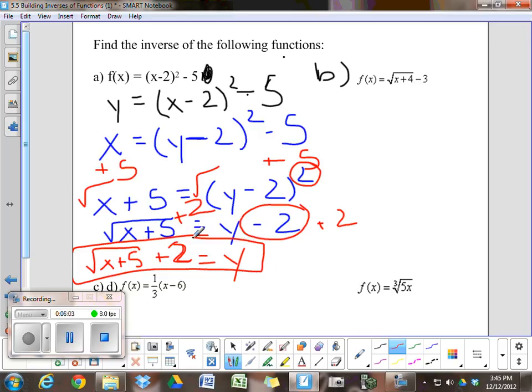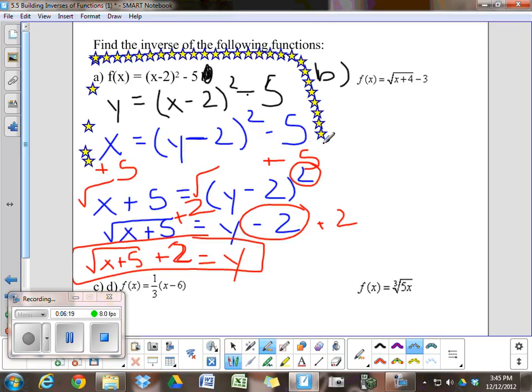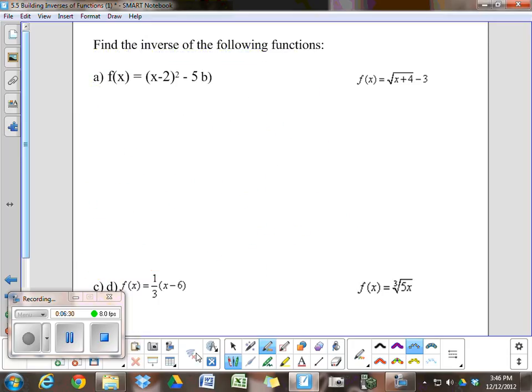And I'm going to put a star next to this one because there's a bit more discussion that we need to worry about here. It has to do with the original function being a parabola and its inverse being a half parabola. So this is one of those, if you were here for the investigation, it's going to involve restricting the domain of the original so that the inverse exists. More on that tomorrow, or the next time we meet.